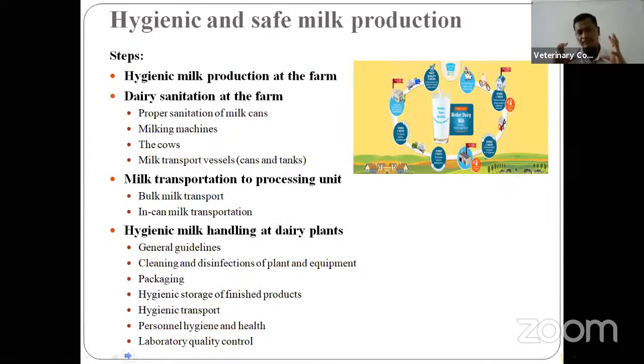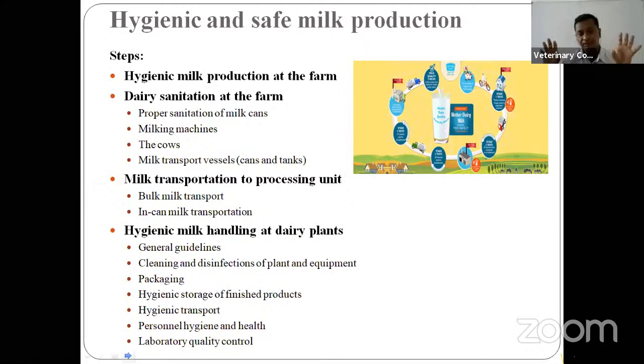Now we'll start our discussion with the hygienic practices to be followed at the primary production unit, that is a dairy farm. What kind of sanitation of the farm, sanitation of the equipment, how the cow should be. These are the things that need to be discussed. Then comes the transportation part. The milk produced by these cows has to be procured by the milk collection centers. Procurement means gathering, collecting from individual farmers. For that, it has to undergo transportation from the farm to the collection unit first and then the processing unit. So hygiene has to follow this supply chain.